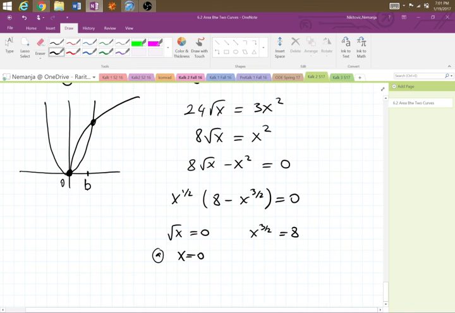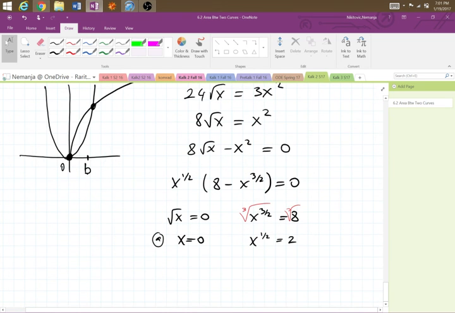So you cube root both sides to get the 3 out. When you cube root both sides, I have x to the 1/2 is equal to 2. And then square both sides, we get x equals 4. And that's the b limit.